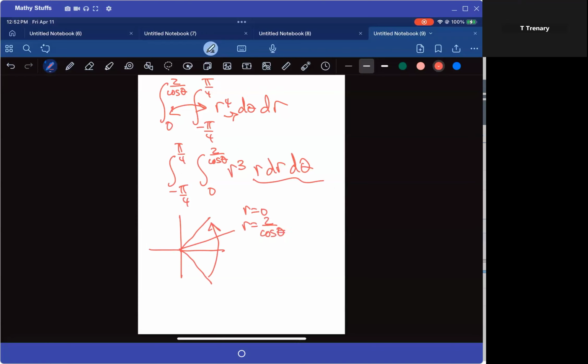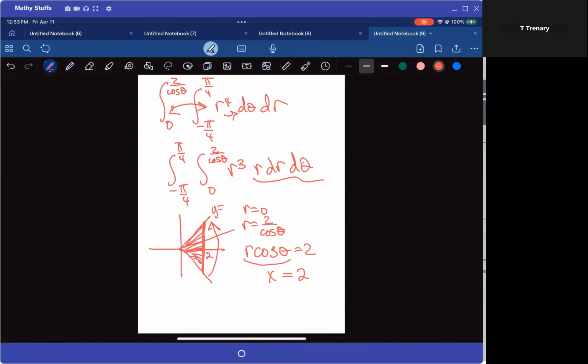You might think, well, what the heck is 2 over cosine theta equals r? Multiply both sides by cosine of theta, and you get r cosine of theta equals 2. And this we recall as x equals 2. So that means the radius runs from 0 to the line x equals 2. And this would be our region of integration right here. So this line is y equals x. This line is y equals minus x.